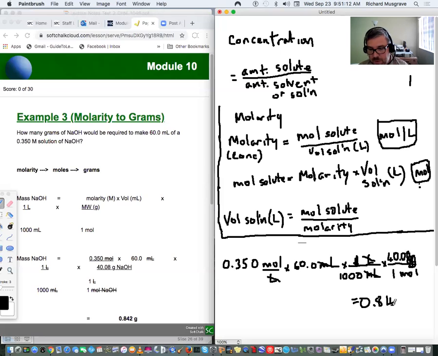So what does that represent? Well, if you had 60 milliliters of solution, 60 milliliters of water, I should say, and then you put in 0.842 grams of sodium hydroxide, you'd end up getting a solution that has the 0.350 molarity that you were looking for. All right, does anybody have any questions?